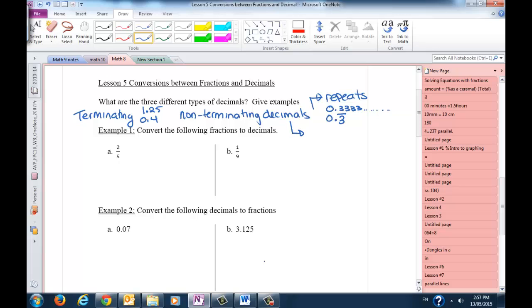Another type of non-terminating decimal is one that does not repeat, and an example of that would be pi. Pi is equal to 3.141592, etc. It has no pattern to it.